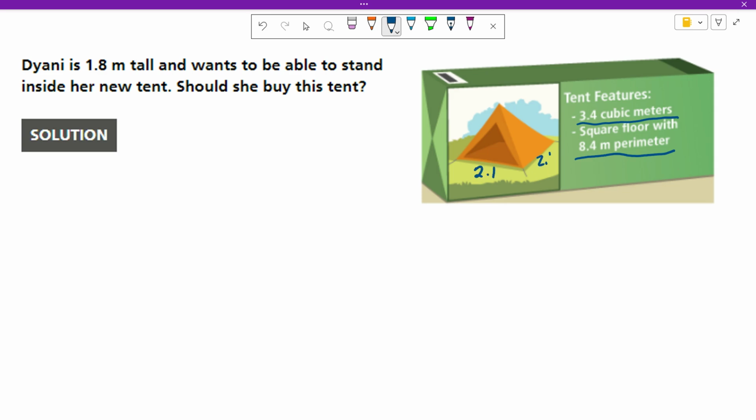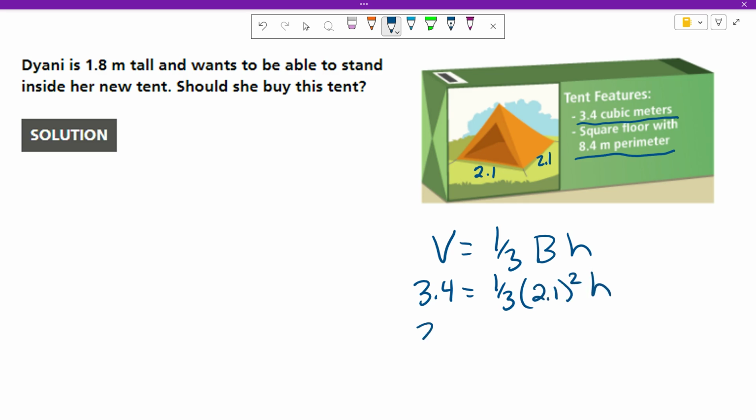2.1 on each side. The volume of a pyramid is 1/3 the area of the base times the height. We know the volume is 3.4 cubic meters. The area of the base is 2.1 squared. We need to know the height. What's 2.1 squared? 4.41. And what's 1/3 of 4.41 to about 3 decimal places?